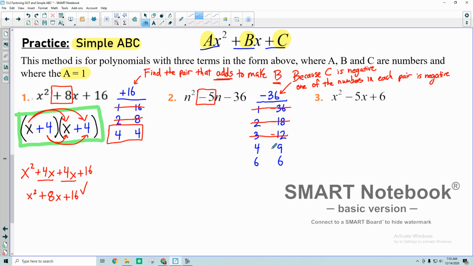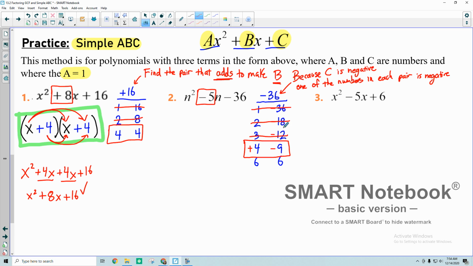And then let's try it this way. Positive 4 and negative 9. Bingo, that's it. Positive 4 and negative 9 add to make negative 5. We've found our needle in the haystack. This is our pair of numbers. So what we just learned is that 9 has to be negative and 4 must be positive. They multiply to make negative 36. You can test that in your calculator. And they're going to add to make negative 5.